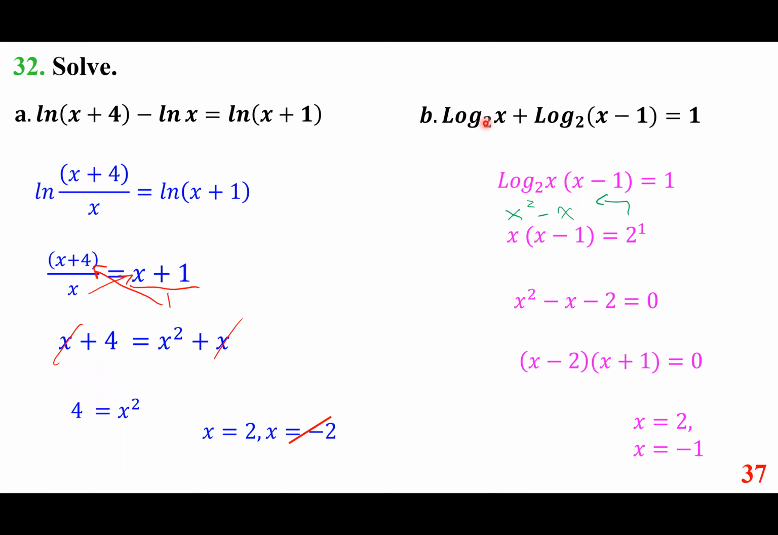If you go back to the original function, 2 works here, yes. Negative 1 works here, no. You don't even have to check with this one. It doesn't work here, so negative 1 is out, because the argument must be positive.